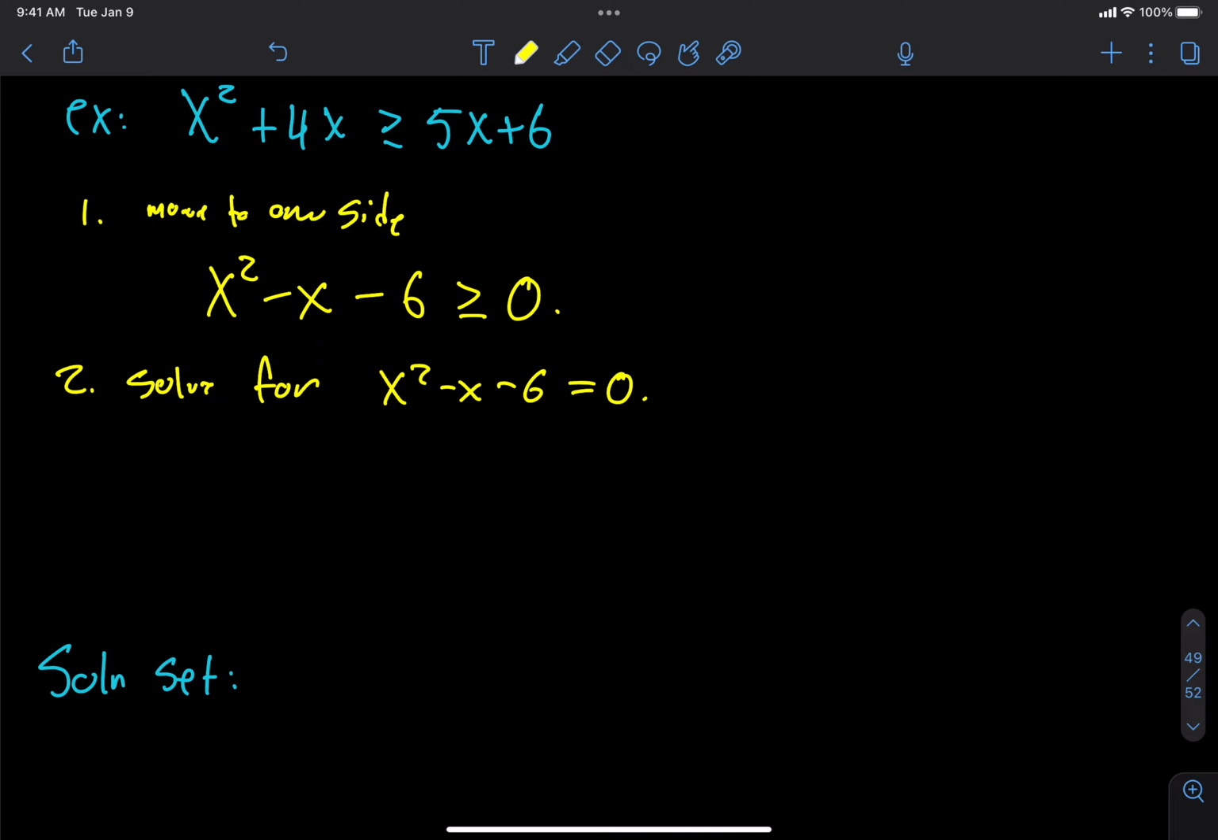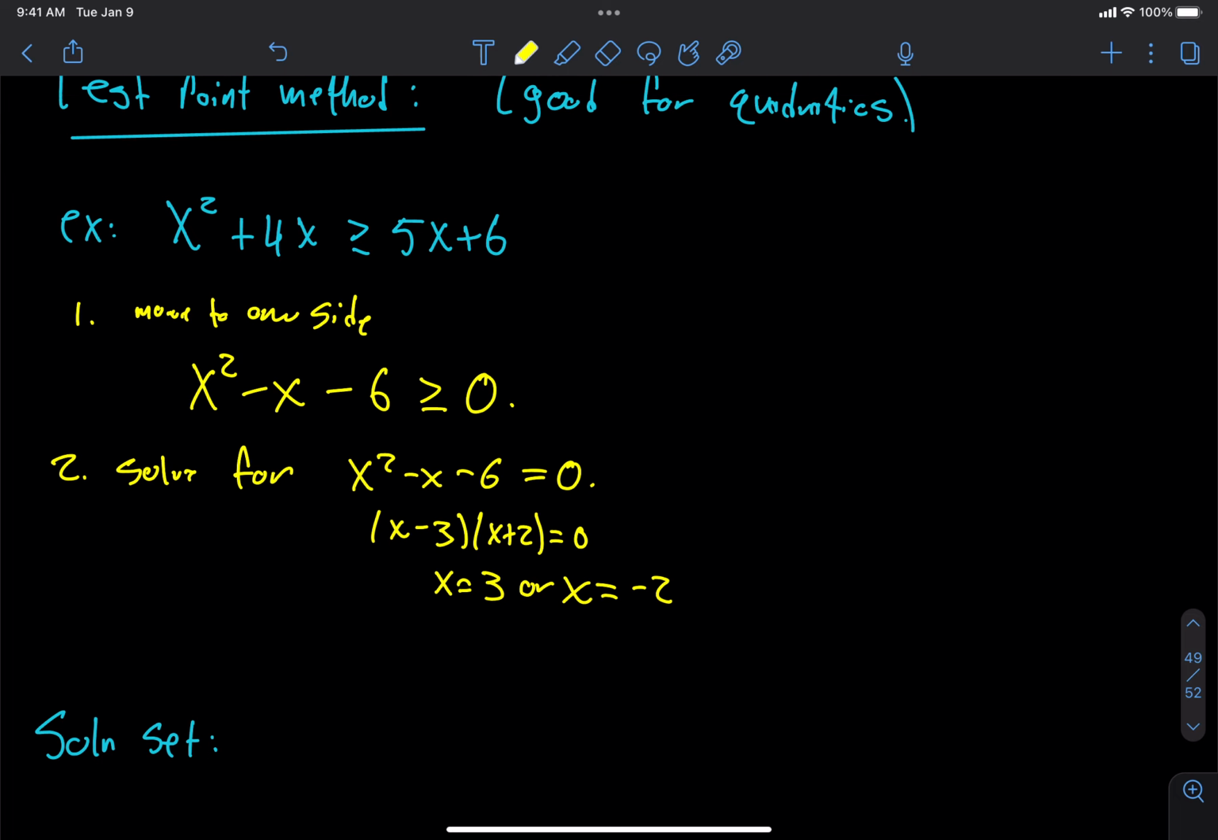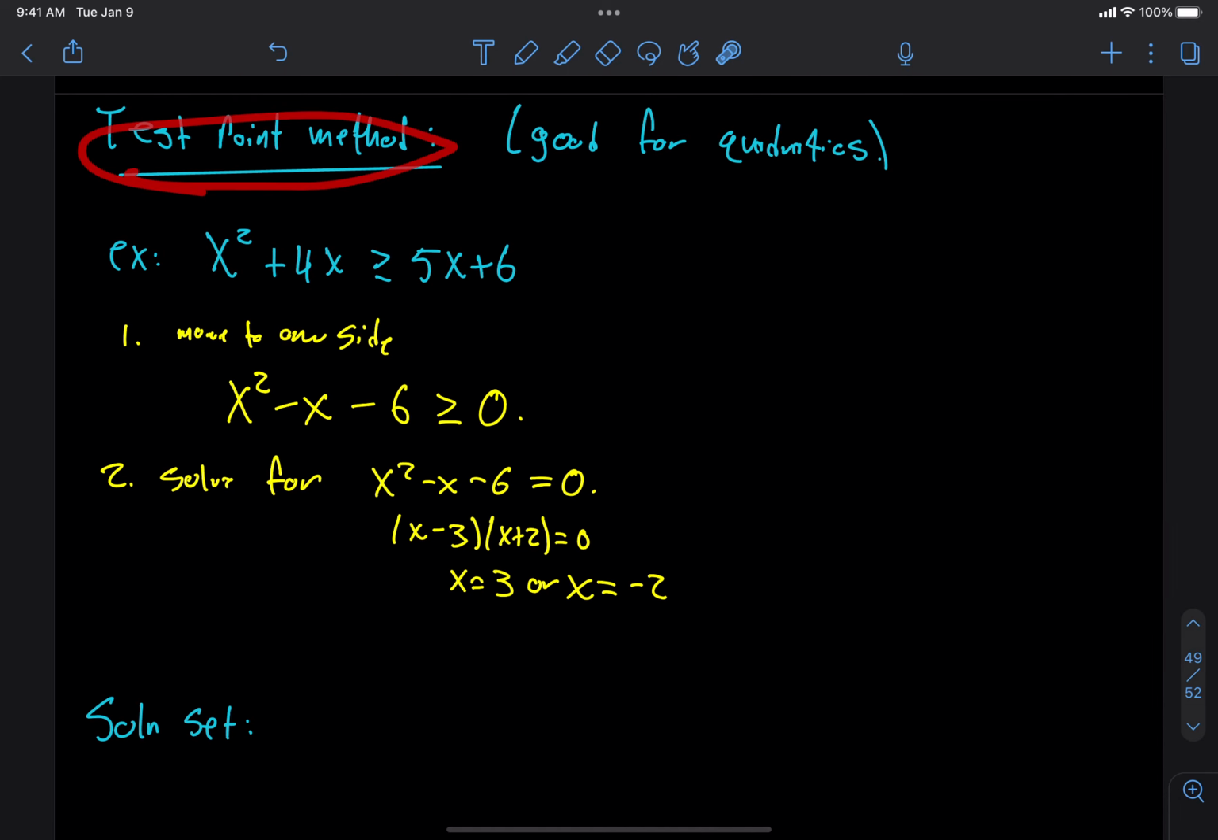So how would I solve this equation? Everyone should be pretty familiar with this so far. What do I do on the left side? Factor, or else use the quadratic formula if you don't want to factor. We get x minus 3, x plus 2 is equal to 0. If I multiply two things together and I get 0, then one of them must be 0. So therefore, x is equal to either 3 or x is equal to negative 2. Now here's what we're going to do. This is why it's called the test point method.